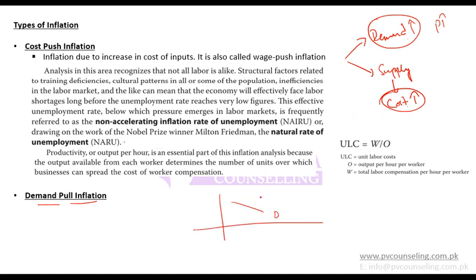So this is your demand and supply curve. If demand increases, price will increase, and so that is demand pull. If cost increases, companies will cut down production. When they cut down production, their supply curve will shift left. When it shifts left, price will increase, and that is known as cost push inflation. That is the increase in price due to cost push. So remember both cost push inflation and demand pull inflation.